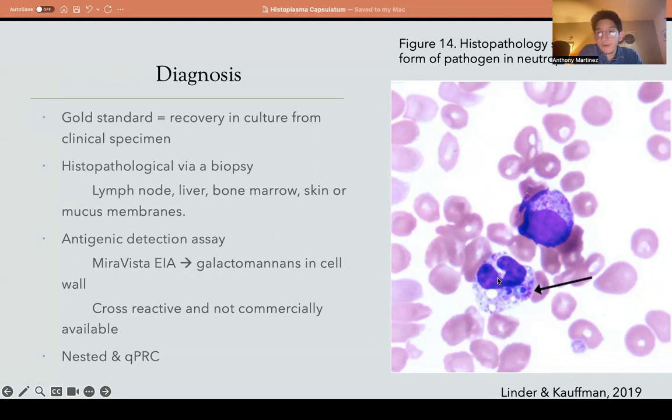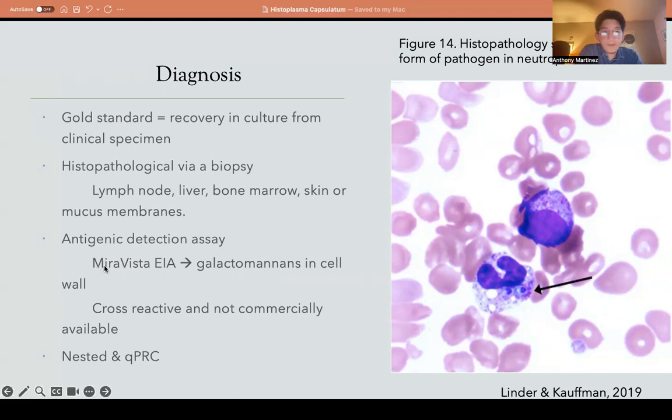This is a little neutrophil right here, and these two kind of oval, multicolored ovals are the yeast form of a cell that have actually penetrated into this neutrophil. And so this is pretty commonly used. Another commonly used assay is antigenic detection assays. So it's basically an ELISA.